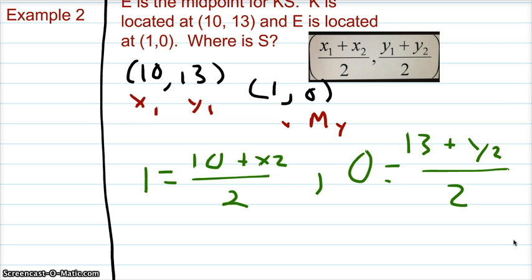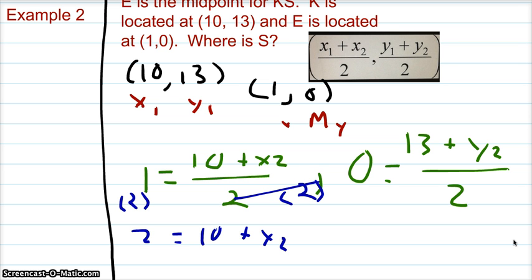So to get rid of divided by 2, I'm going to multiply by 2 on both sides. And it cancels over there. Multiply by 2 over here, so I'm left with 2 equals 10 plus x2. And then to get rid of the 10, I'm going to subtract 10 on both sides. So I'm left with negative 8 equals x2.